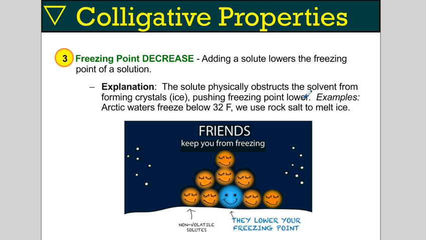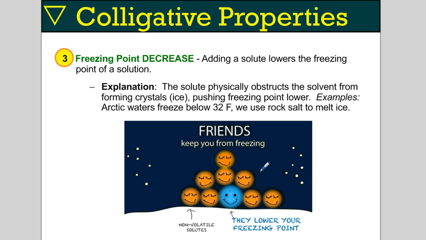We typically expect water to freeze at about 32 Fahrenheit. Arctic waters freeze much lower than that, A, because they're salt water, B, because they're moving. But the added salt definitely contributes greatly to the fact that Arctic waters freeze below freezing temperature for water. And the other example, and most importantly to us, is we use rock salt to melt ice. Not just to clear the pavement of ice, but also to make ice cream. Where would we be without ice cream? Well, probably thinner, but that's it.